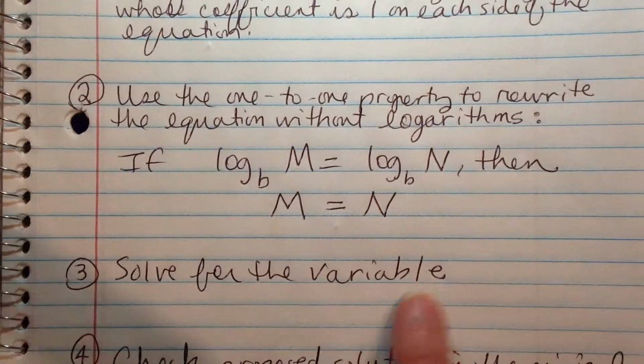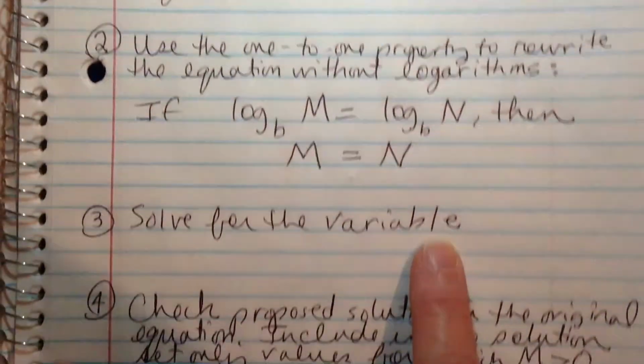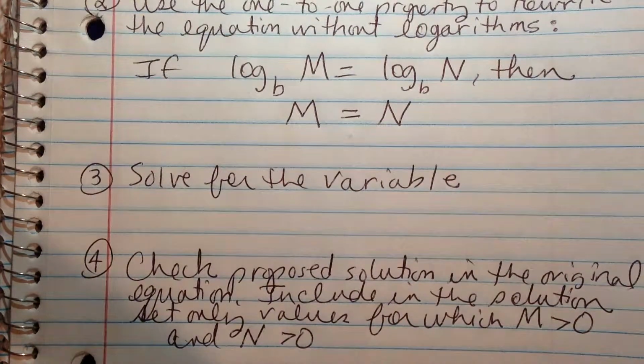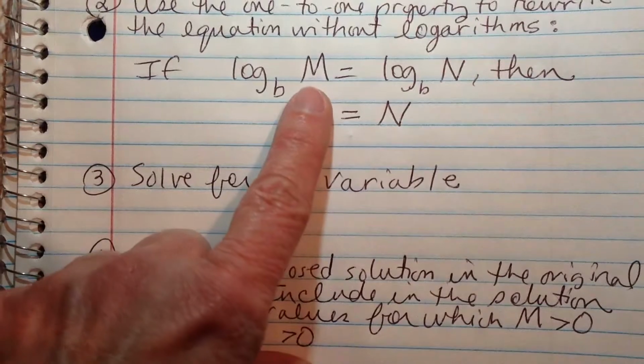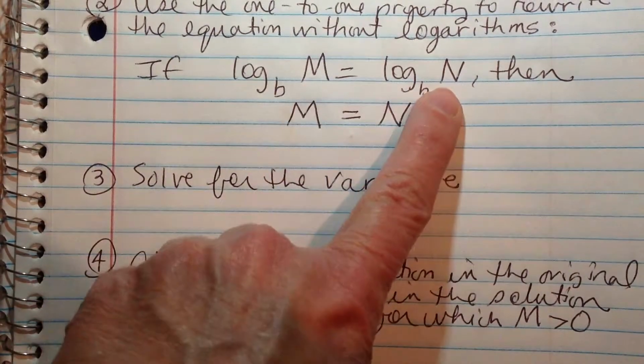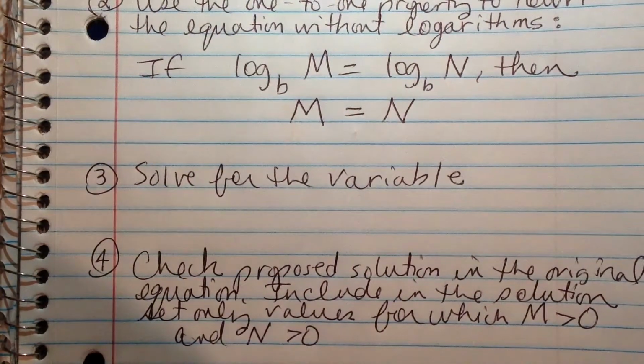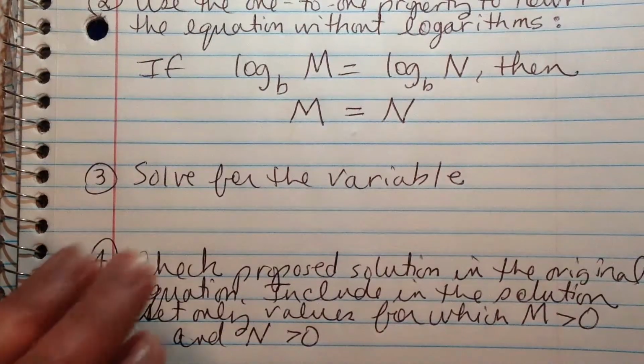Then step number 3 says, solve for the variable. Step number 4, check proposed solution in the original equation. Include in the solution set only values for which m is greater than 0 and n is greater than 0. Remember, you cannot take the logarithm if m is negative or if n is negative. Therefore, that's the reason why it states that m has to be greater than 0 and n has to be greater than 0. So let's use this one-to-one property to solve this next example involving logarithms.